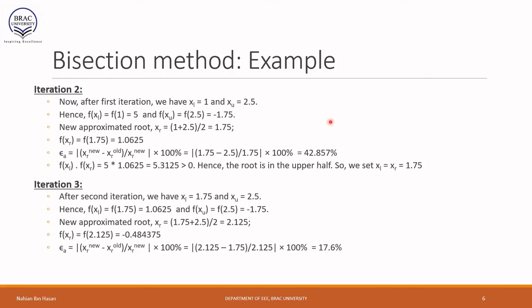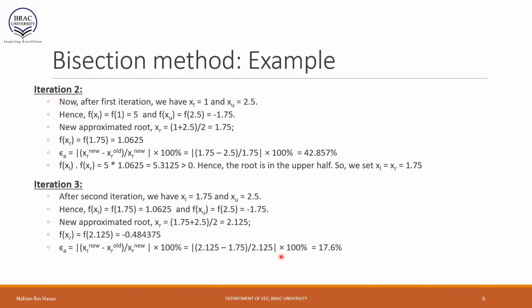In the second iteration, we had this error to be 42.857%, but in the third iteration, we have 17.6%. Although it is lower than the second iteration, it is still very high. So we need to recalculate further. We need to calculate further iterations.